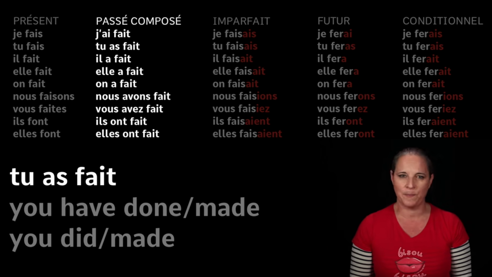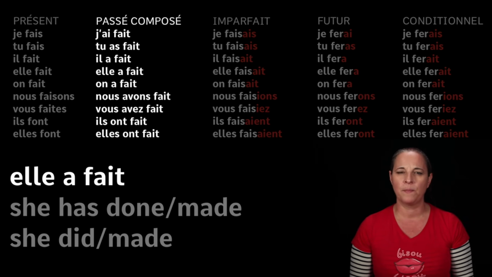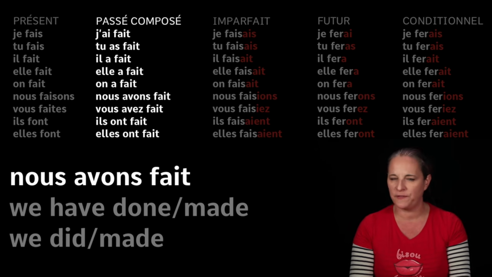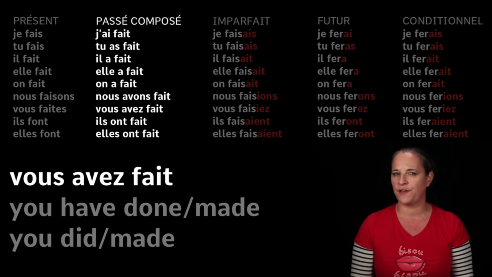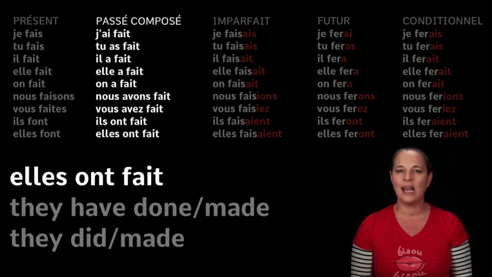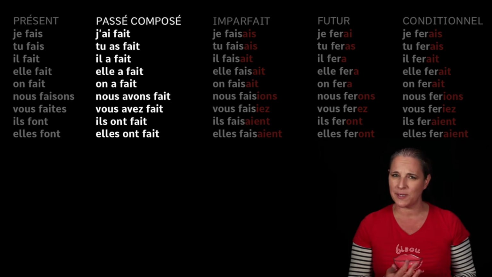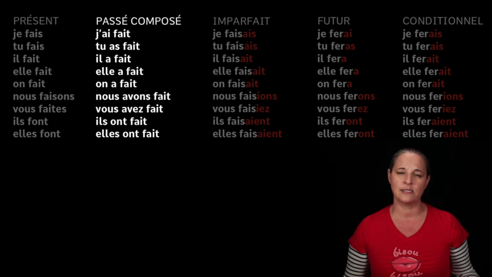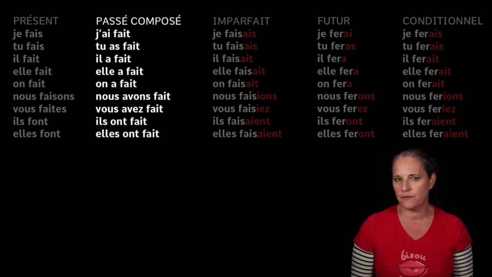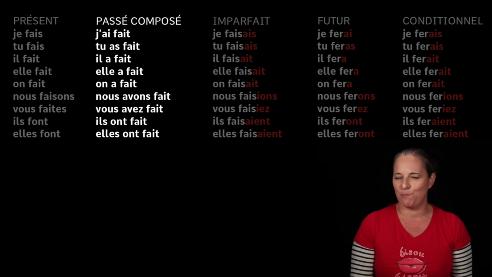Tu as fait. Il a fait. Elle a fait. On a fait. Nous avons fait. Vous avez fait. Ils ont fait. Elles ont fait. Okay, that's fairly simple once you understand what the past participle of that verb is. In that case, it's fait for the past participle, and whether it's conjugated with the verb to be or to have. Okay, now let's have a look at the imperfect tense.